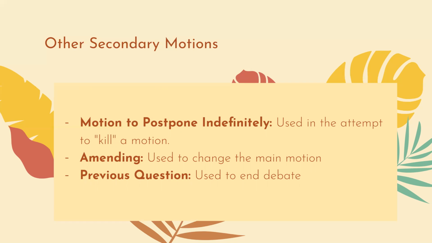I'll say from personal experience, we used this a lot during our summer board back in July. When you move to the previous question, that's also another way to end debate. Whereas with a motion to postpone definitely, you're moving that discussion to a later time. Moving the previous question just ends debate right there. You're not killing it. You're just ending the debate so you can go through the rest of the steps for that motion.